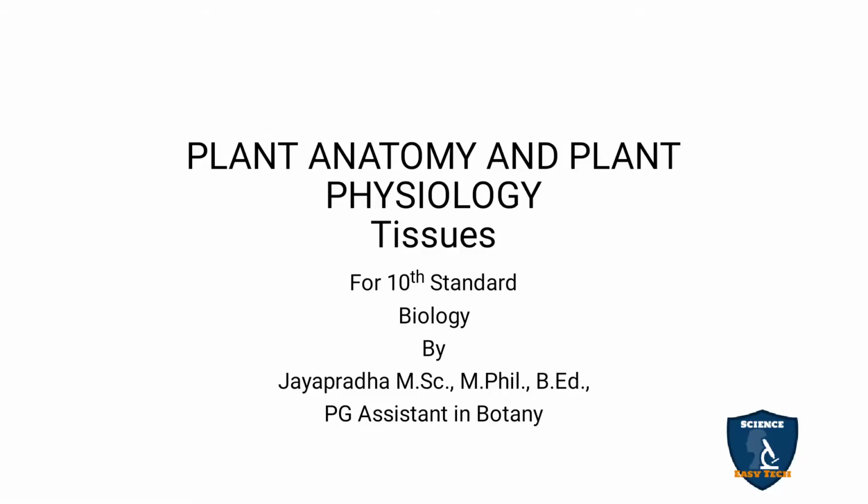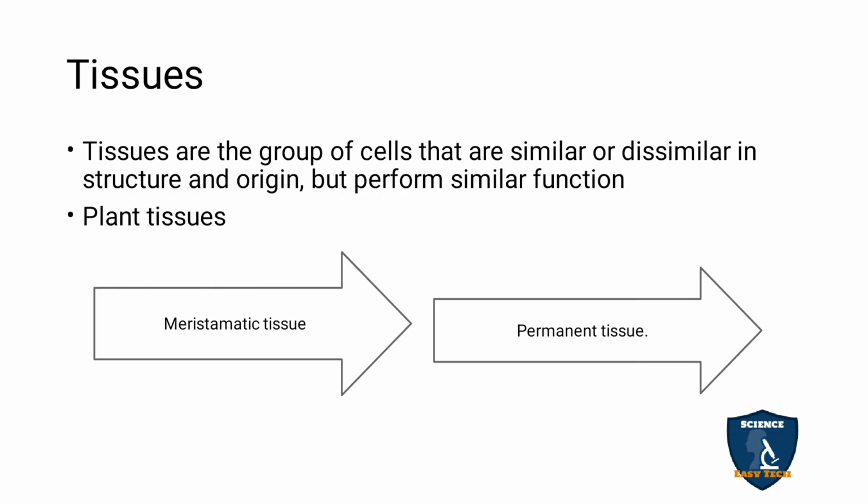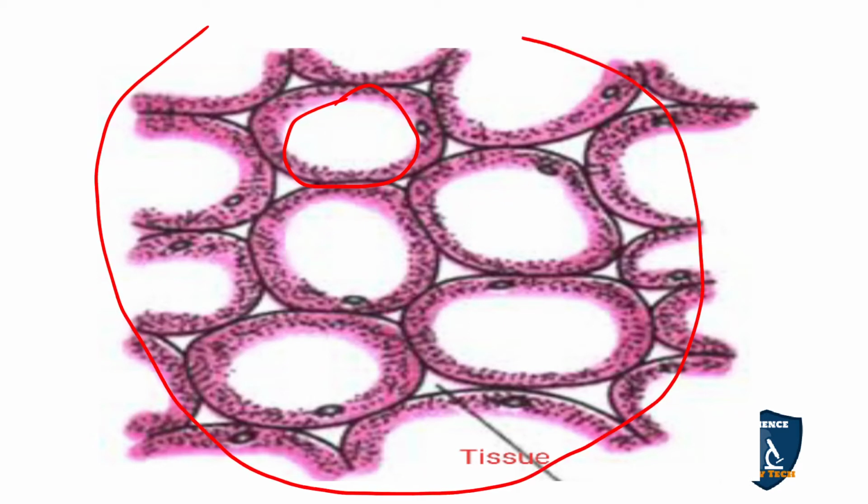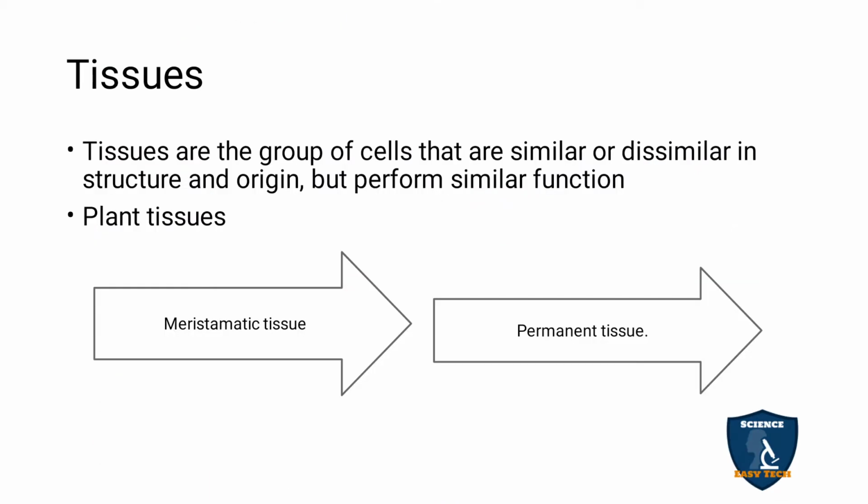Today we're going to discuss tissues in plant anatomy and plant physiology in your biology class. You have studied the cell. You can think of this as a single cell. This single cell divides and produces a group of cells, which is called tissue. So this group of cells is called tissues.